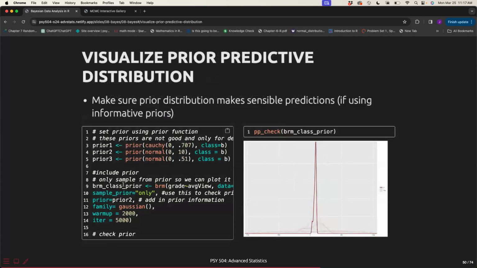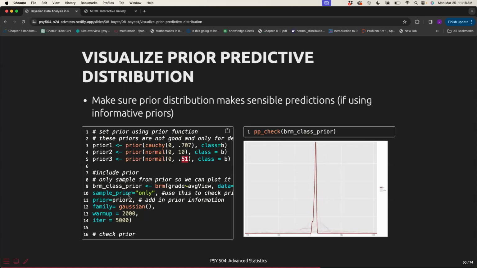So we can set our prior information by using the prior argument from the BRMS package here. And I've highlighted here the setting of 3 different priors: a Cauchy prior and a normal prior, and then a normal prior with a very small standard deviation. What we can do with this is look at the prior distribution to see if it makes sensible predictions. So we can just fit a Bayesian model with just the prior information, and use this to see if sensible predictions are being made. Is this producing negative values when our actual DV has no negative values? Those are the things that we want to look at.